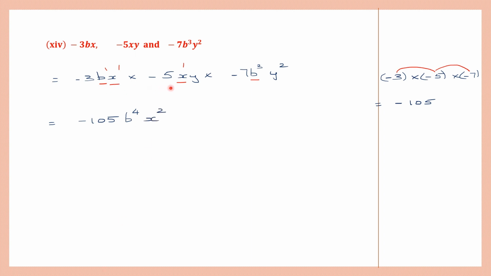Now going to the next one, here we have a y. So y to the power of 1, and here we have y to the power of 2. So this is 1 and here we have 2. So that will be y to the power of 1 plus 2, which is 3. So what is our final answer? Minus 105, b to the power of 4, x to the power of 3, x to the power of 2, and y to the power of 3.